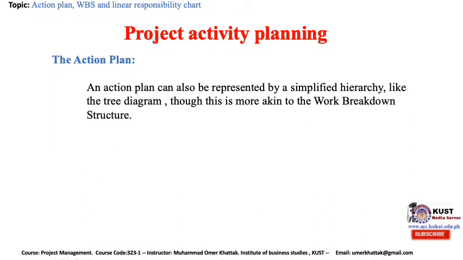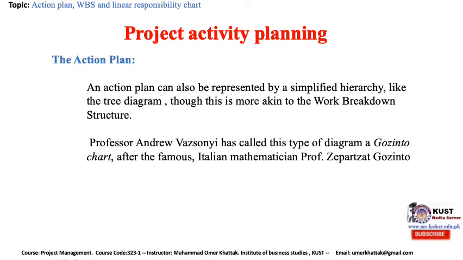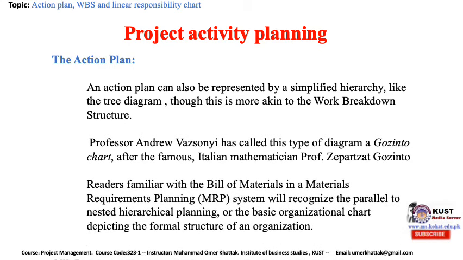An action plan can also be represented by a simplified hierarchy, like the tree diagram, though this is more akin to the work breakdown structure. Professor Andrew Visosoni has called this type of diagram a Gozinto chart after the famous Italian mathematician Professor Zeparza Gozinto. Readers familiar with the bill of materials in a materials requirement planning (MRP) system will recognize the parallel to nested hierarchical planning or the basic organizational chart depicting the formal structure of an organization.